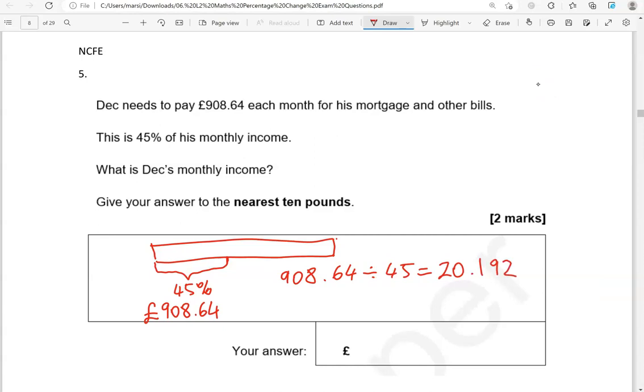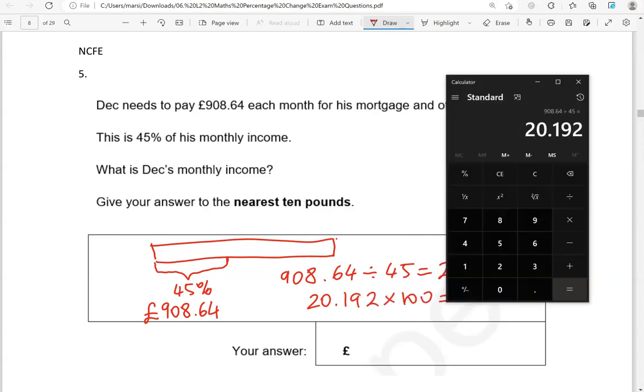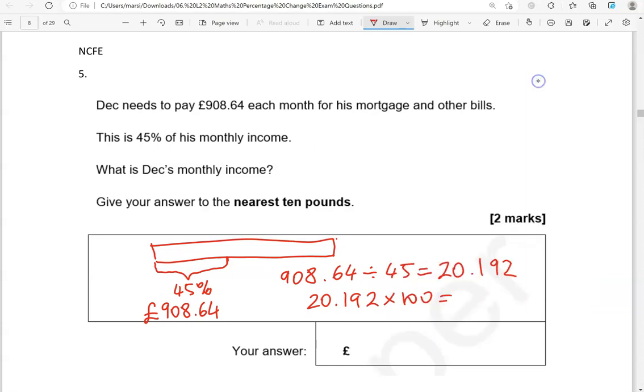Multiplying this by 100 gives us £2,019 and 20 pence. We've got to give our answer to the nearest £10. So that's the digit that represents the tens. Looking at the one on the right, that's a 9, so we're going to round it up. So this becomes a 2. So £2,020.